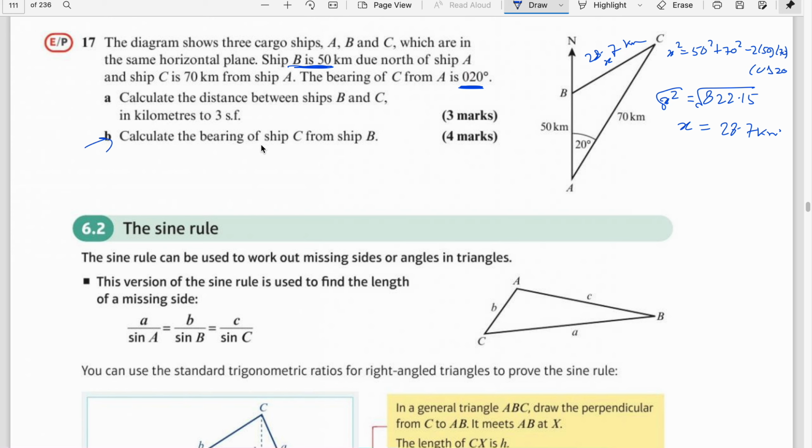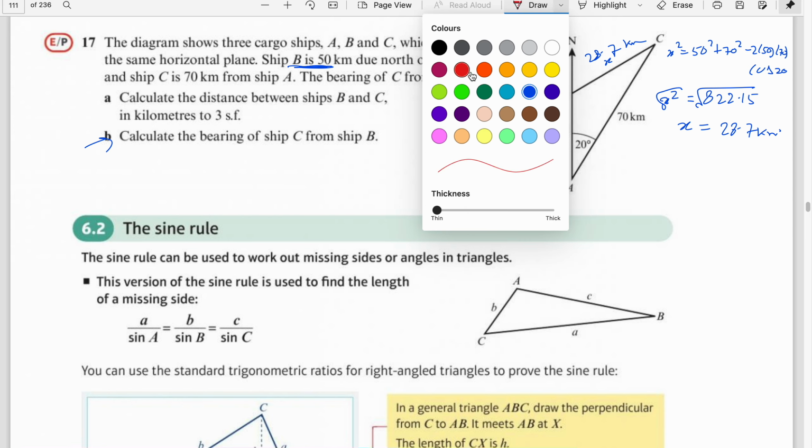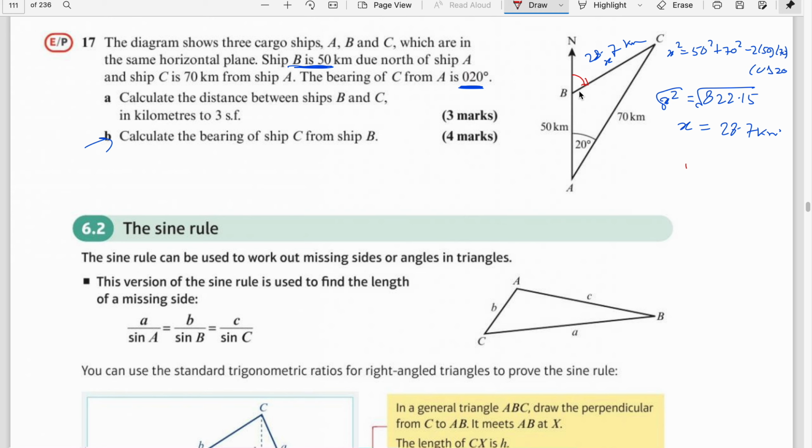Part B says calculate the bearing of ship C from B. So bearing is always clockwise and from north. So this is the angle we need to know. In order to do that, we can first find this angle and then we'll subtract it from 180. So we have all three sides and we can use this pair and this pair with sine rule.